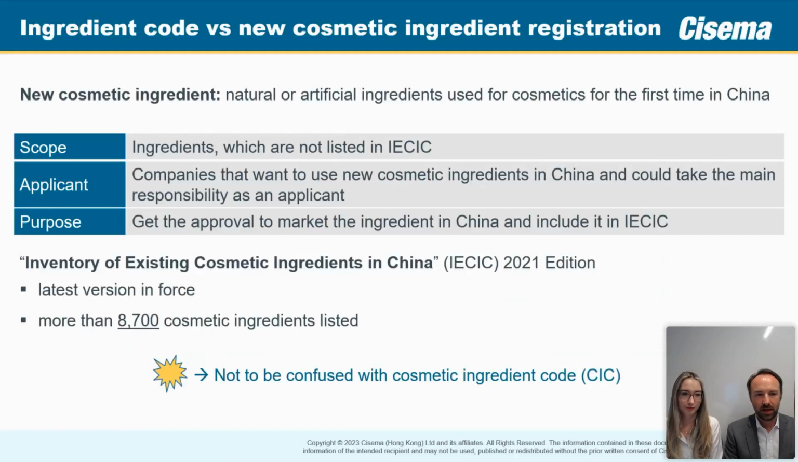As well as the scope, the applicant, and the purpose. On the other hand, the IECIC has around 8,500 ingredients listed, and as I mentioned, 8 or 10 were added in the last year or so. So it's relatively minor compared to the overall percentage, but that has been accelerating in the last few years and seems to be gaining some momentum. We just remind again not to confuse the two. New ingredients are different to the submission code. The key differentiator is, of course, relating to the IECIC definition.